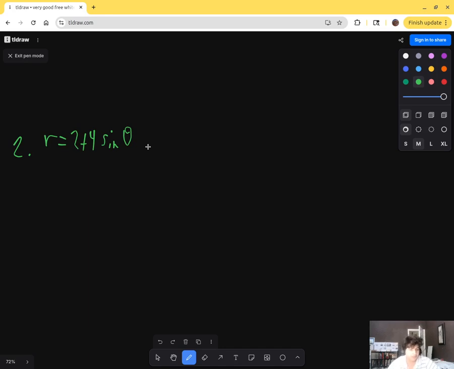So now, let's solve for zeros. We have 2 plus 4 sine theta equals 0. Sine theta equals negative half. So that is at pi over 6.